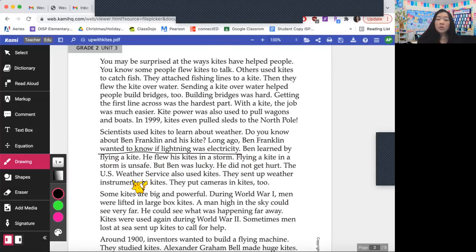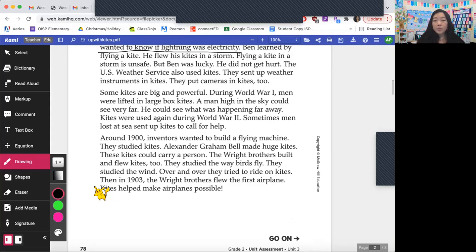Ooh. The US Weather Service also used kites. They sent up weather instruments in kites. They put cameras in kites too. Some kites are big and powerful. During World War I, men were lifted in large box kites. A man high in the sky would see very far. He could see what was happening far away. Kites were used again during World War II. Sometimes men lost at sea sent up kites to call for help.